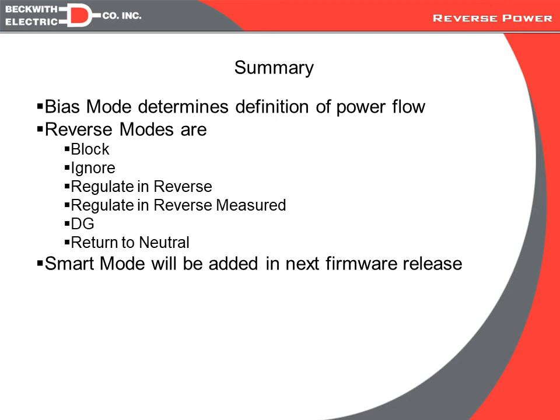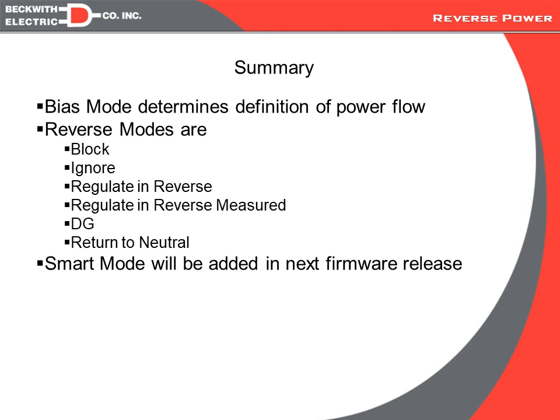Once we know which direction we're in, we have different modes we can apply. Block is, if I see reverse power, I don't regulate until I come back into forward mode. Ignore says, if I see reverse power, I basically don't care. I'm going to use my forward settings and regulate exactly the same in forward as I would in reverse. Regulate in reverse says that my source is now my load and my load side is now my source side. So I need to go to reverse settings, and I also need to measure the other side of the regulator.